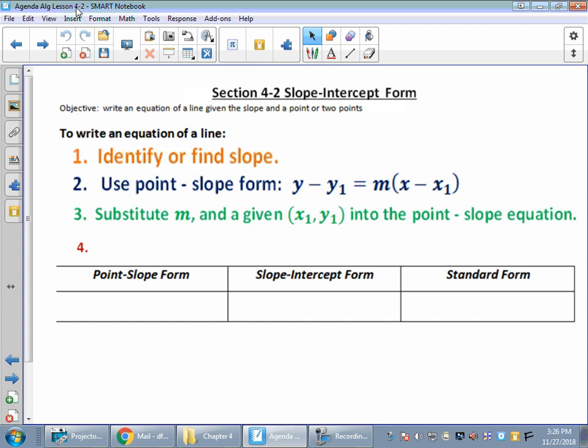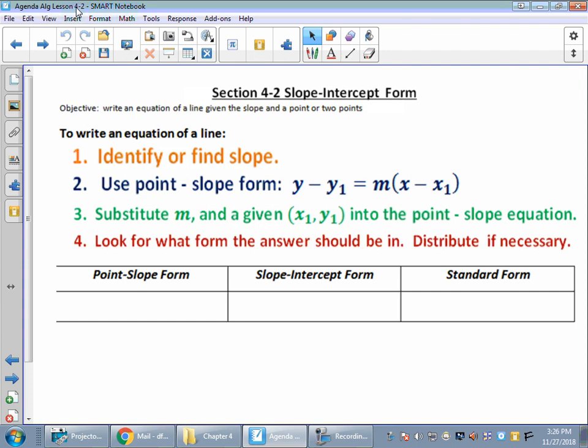After that, we're going to substitute our m. Once we have it in point-slope form, then we're going to substitute our m, our slope, and our point, x1, y1, into that point-slope equation. And once we're done with that, then we can look for what form the answer should be in, and then distribute if necessary. Okay? So what do they want the answer in? And it's probably going to be in one of these 3 forms.